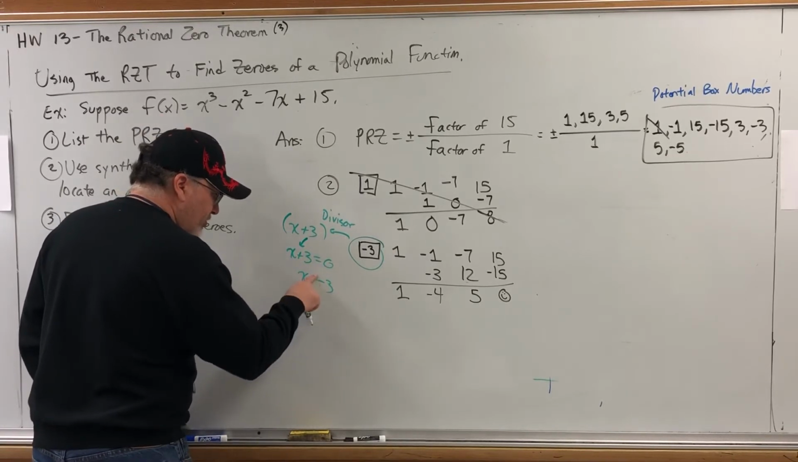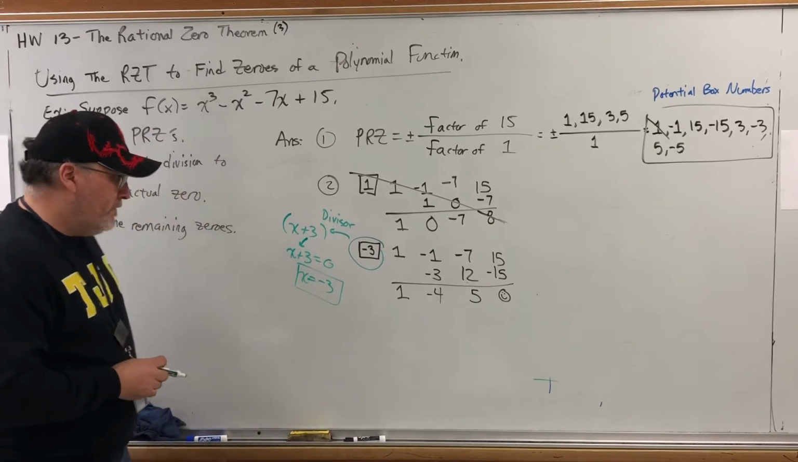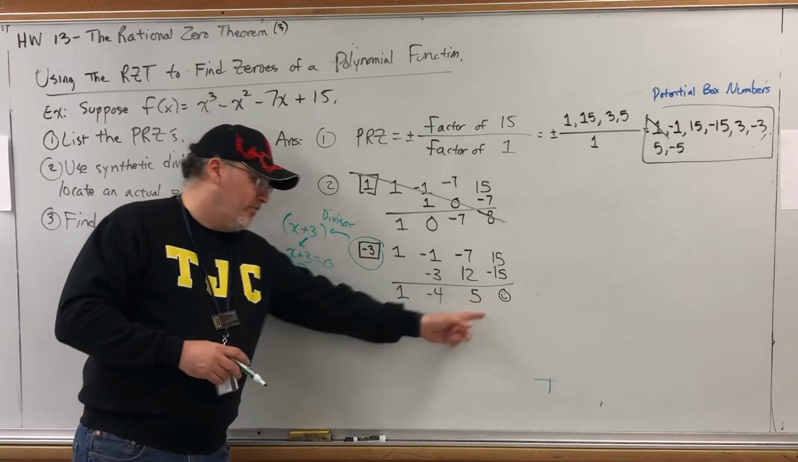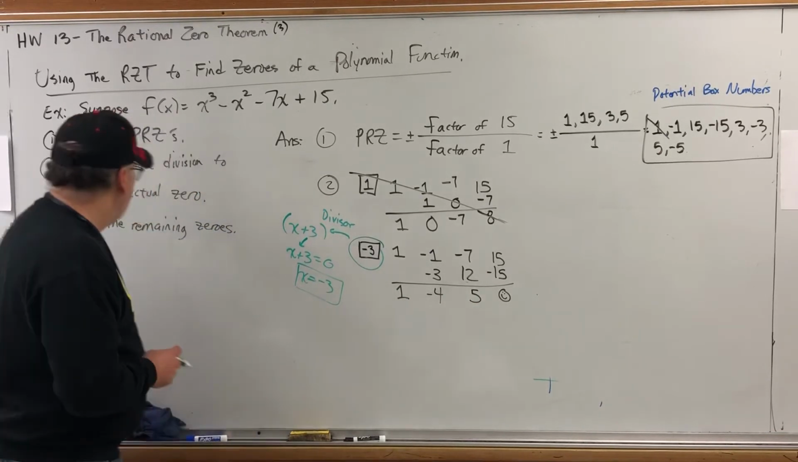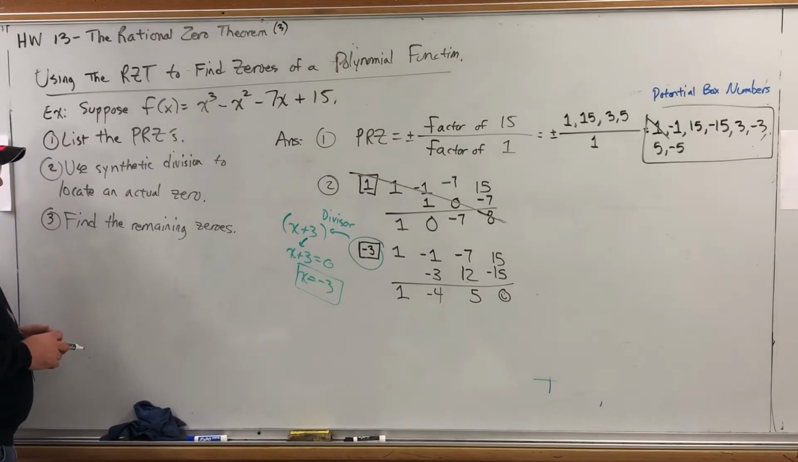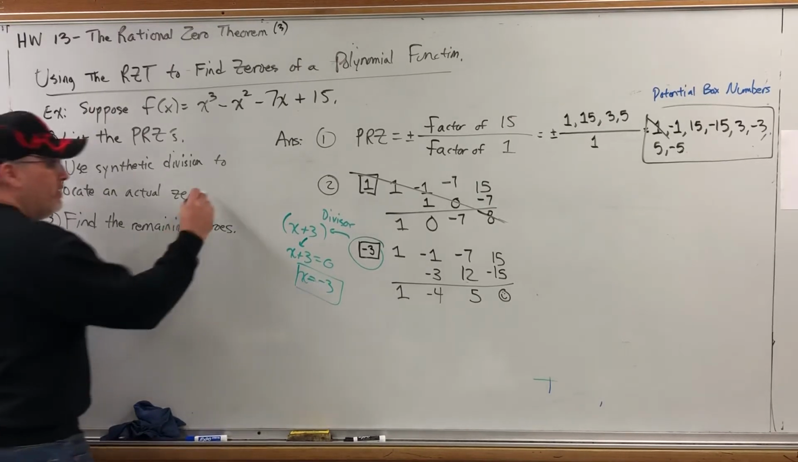And from this, you can glean a quick but important observation. If a box number has a remainder of 0, then that box number is a 0 of the function. So when we were asked to locate an actual 0, we found one.